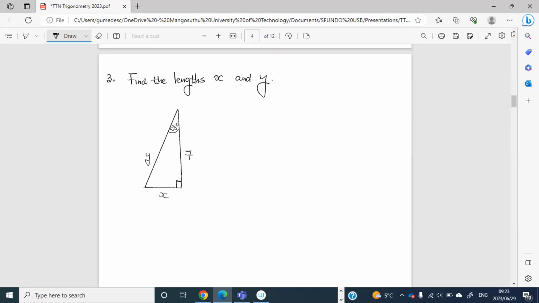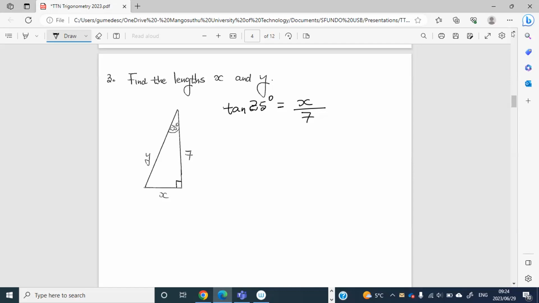If you look at it, with respect to this 25 degrees, x is opposite and 7 is adjacent. So which trigonometric ratio relates opposite and adjacent? We'll say that is tan. So tan 25 degrees is opposite over adjacent. Our opposite is x, our adjacent here is 7. Like I said, the reason I'm running away from using hypotenuse is that we'll have x over y and two unknowns, which is what we don't want.